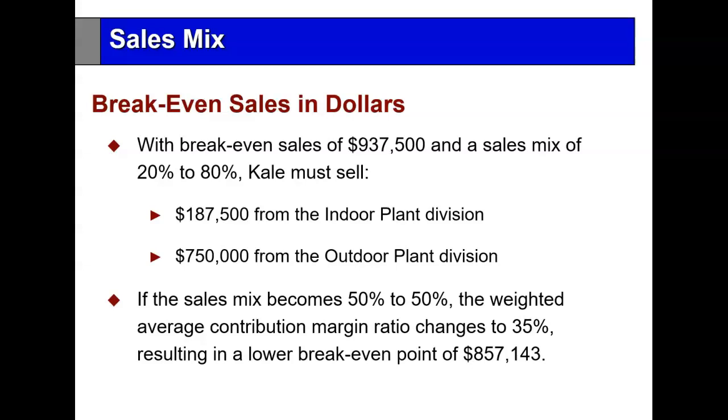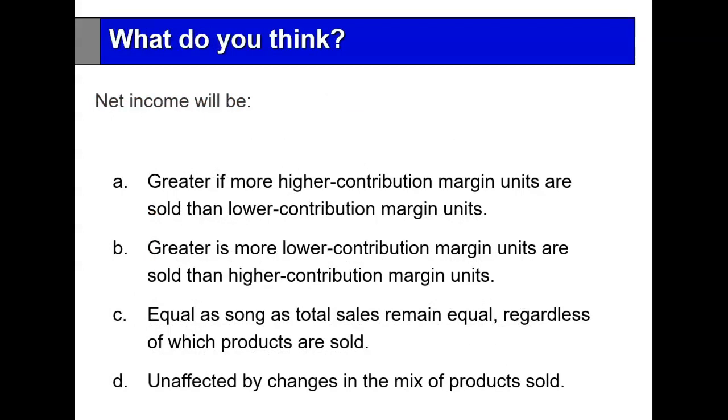Okay. So you can see, and a company knows this, they want to influence that sales mix by selling more of the higher contribution product. So if the sales mix becomes 50-50, if you did the calculations, the contribution margin ratio would change to 35% and the break-even would be lower. So that's how we use it in terms of a multi-product company.